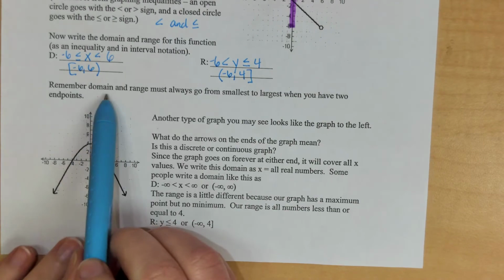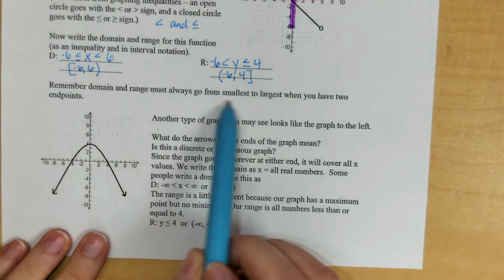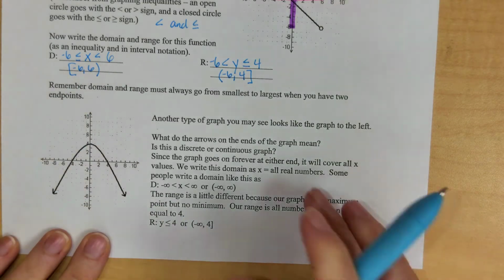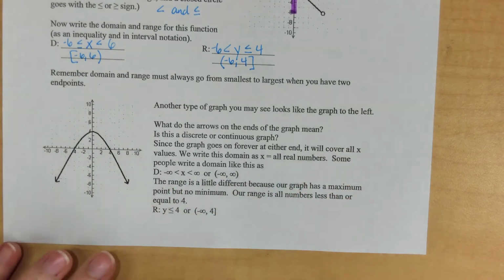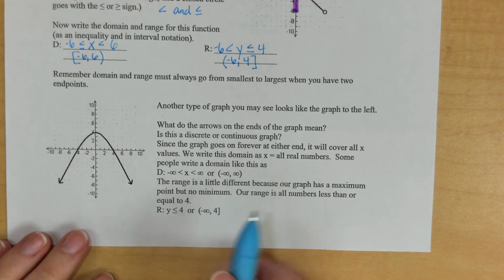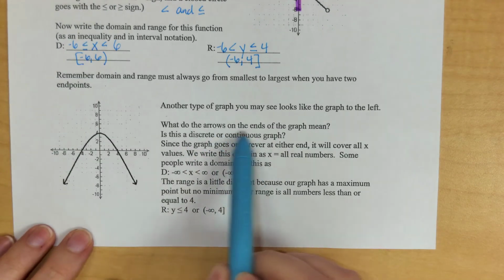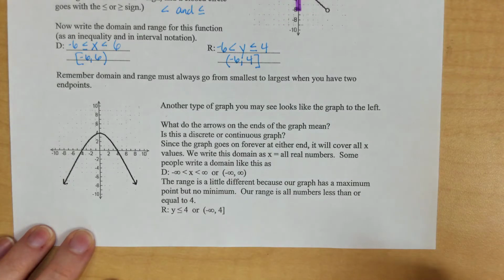Now, you need to remember that domain and range must always go from smallest to largest when you have two endpoints. That way we can use those less than and less than or equal to symbols. Now, another type of graph that we may see looks like this graph here to the left. What do the arrows on the ends of the graph mean?